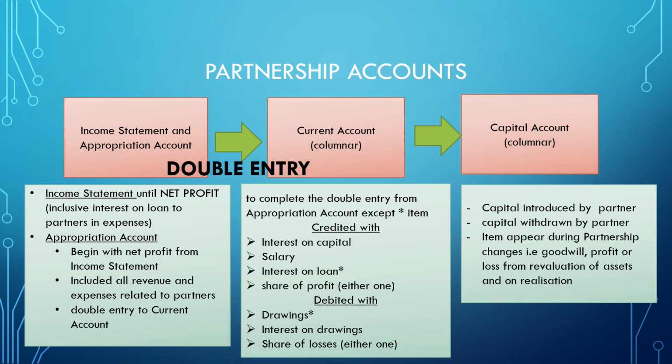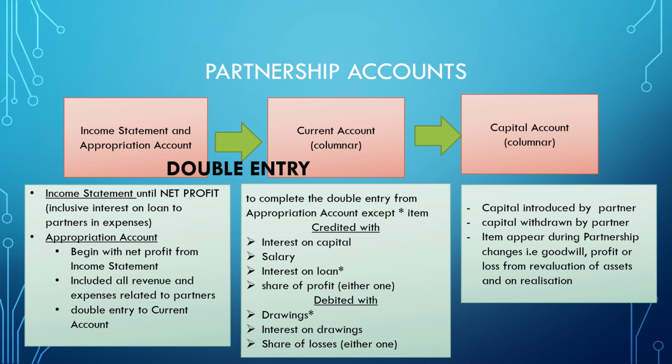Okay, for the partnership accounts, we start with the income statement and appropriation account. This income statement is basically similar to what we did for the sole trader. Just take note that it will include the interest on loans to partners as an expense. After you get the net profit from the income statement, which is the last part, we have to extend the income statement and prepare the appropriation account.